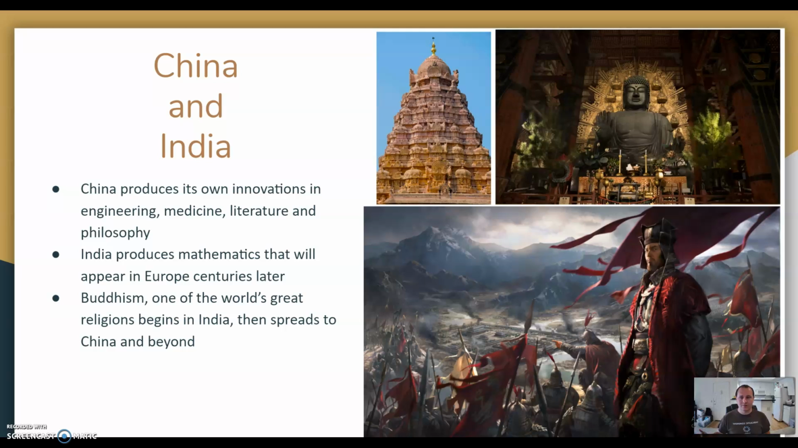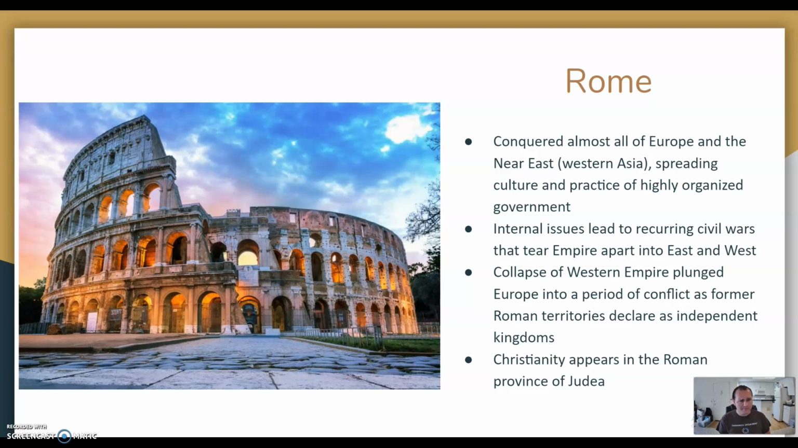So we see them rise. We also see the rise of Buddhism, one of the world's greatest religions. If I recall correctly, I believe Buddhism is technically the largest religion in the world. It has the most practitioners.